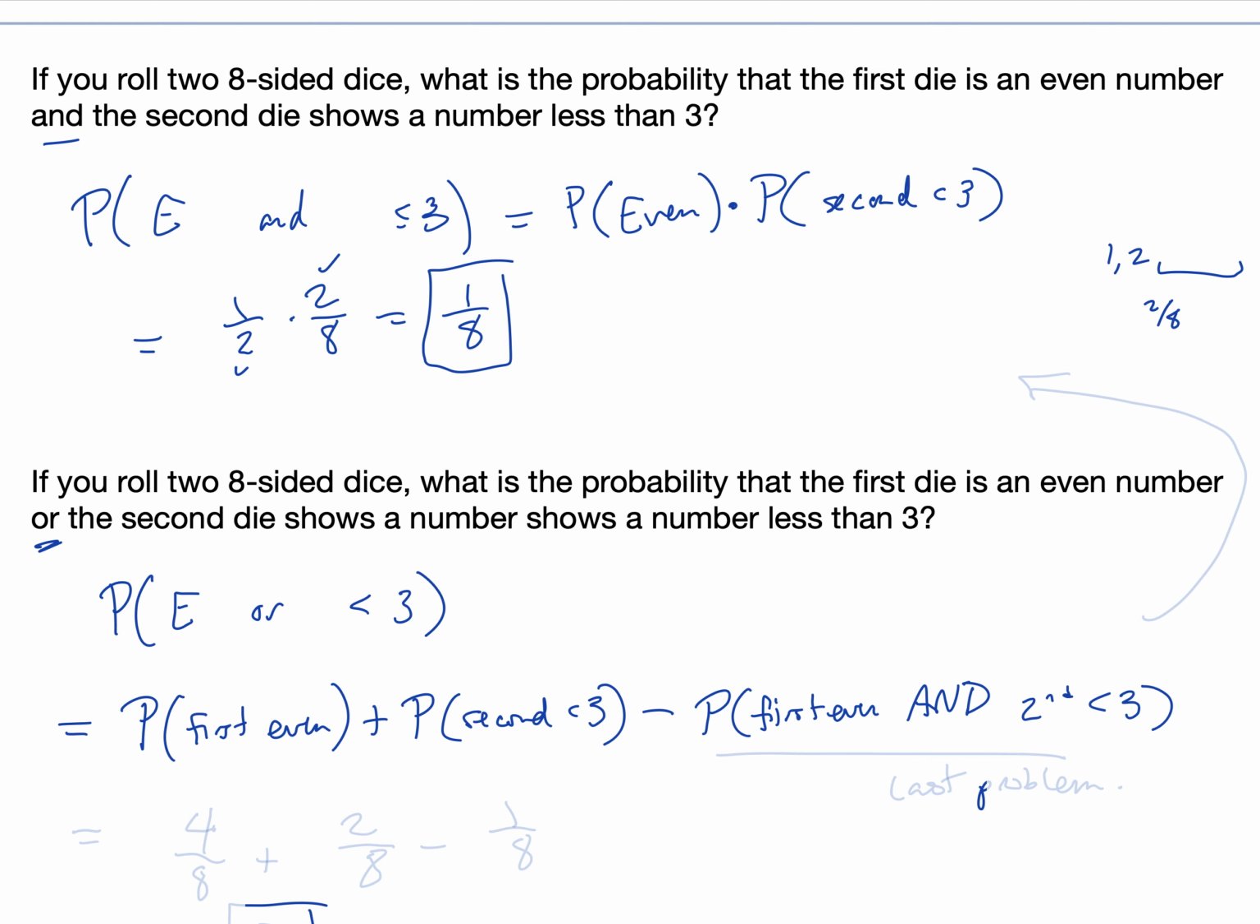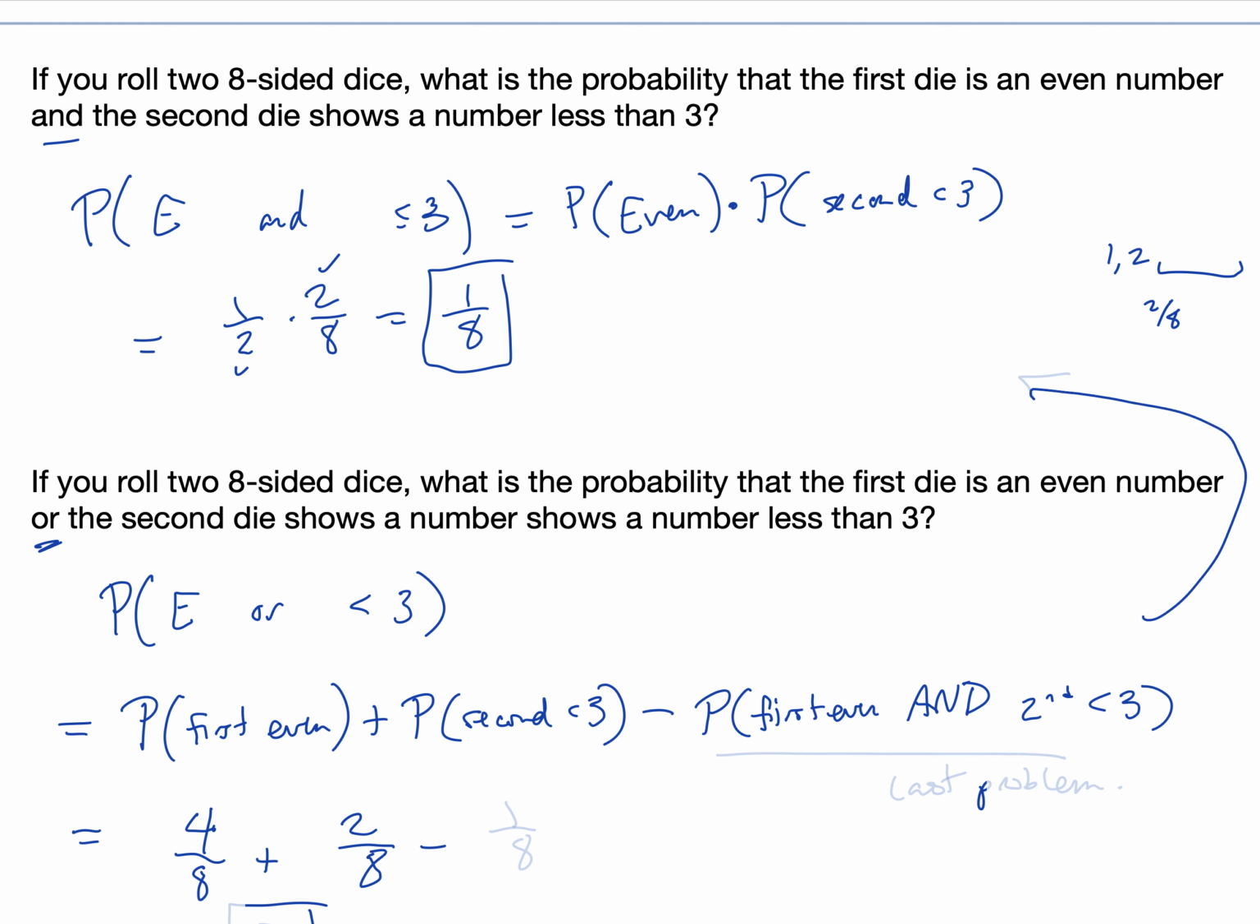So the probability that the first die is even is, well, we could either write it as 1/2 or we could write it as 4 out of 8. Since we're going to be adding and subtracting fractions, I don't want to have the reduced form. So I'm going to write this as 4 out of 8 plus the probability that the second die is less than 3, a 1 or a 2 out of 8, 2 possibilities out of 8, minus the probability that the first is even and the second is less than 3.